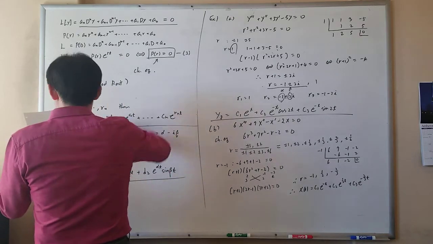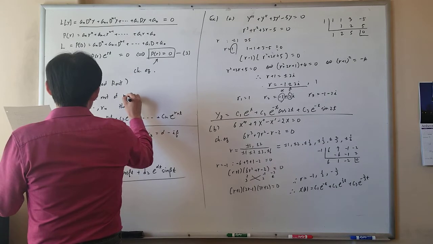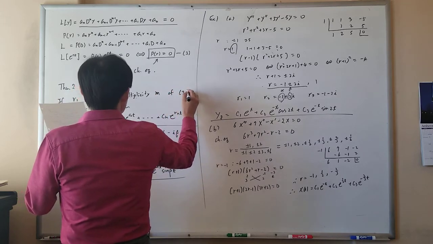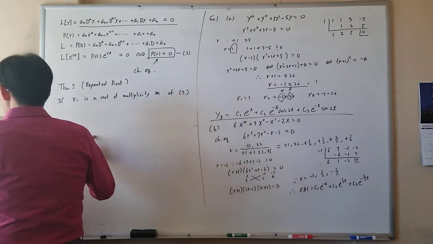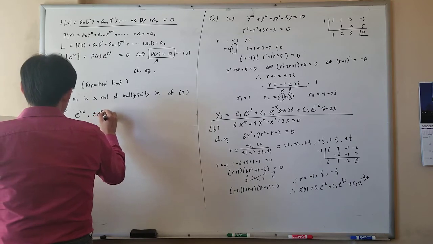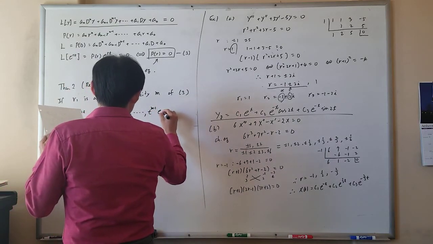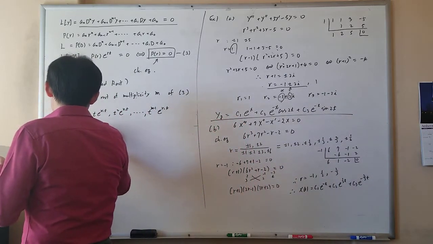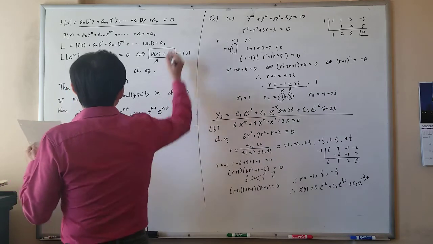If r1 is a root of multiplicity m of the auxiliary equation, then not only e to the r1 t, but also t e to the r1 t and so on up to t to the m minus 1 e to the r1 t are m linearly independent solutions of number one. This is number one.